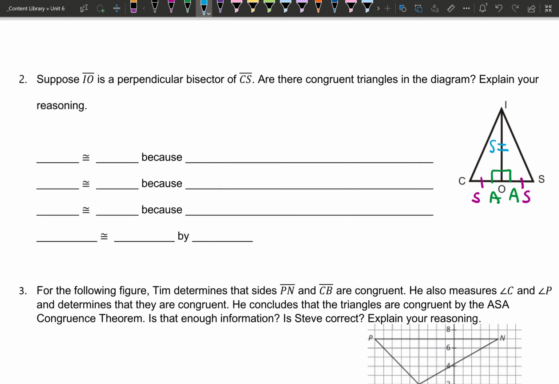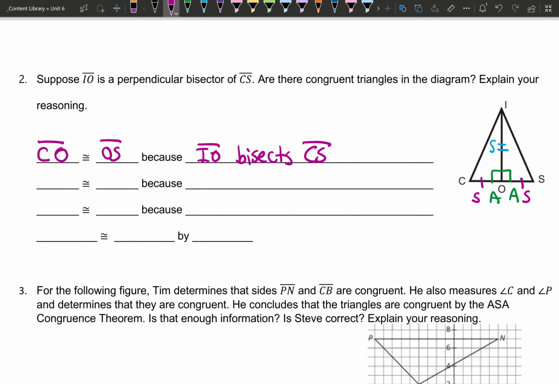Let's write down the statements and the reasoning. All right. First, I'm going to start with the sides on the bottom. We get CO is congruent to OS because IO bisects CS. So IO cuts that line in perfect halves.